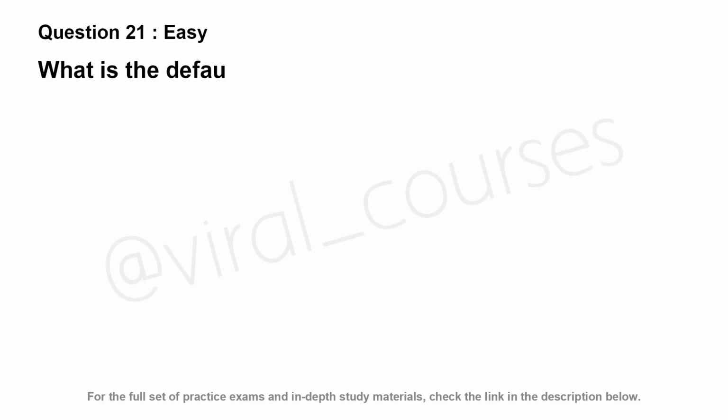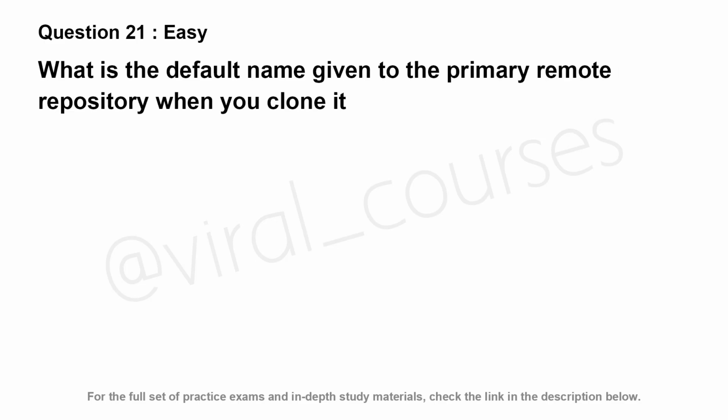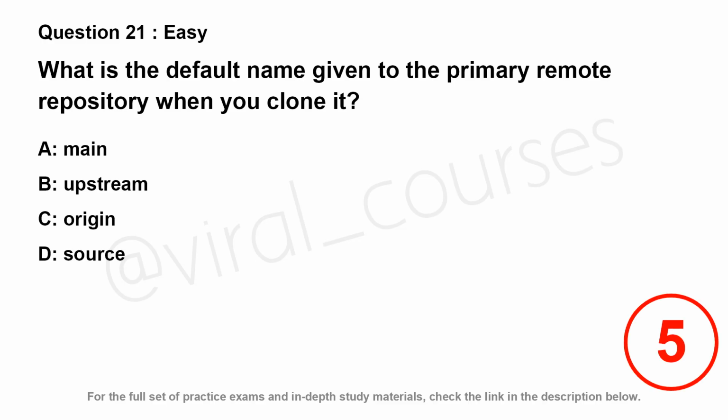What is the default name given to the primary remote repository when you clone it? Option A, main. Option B, upstream. Option C, origin. Option D, source.